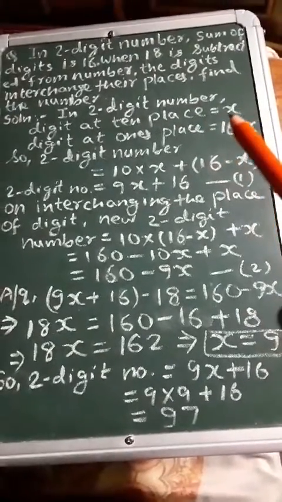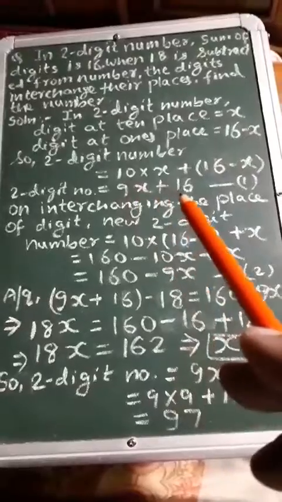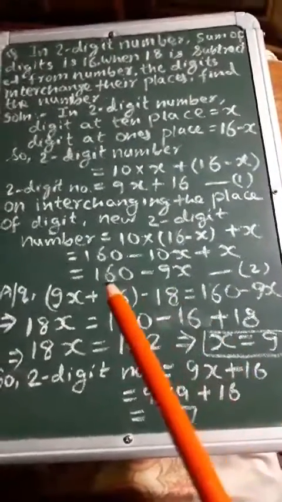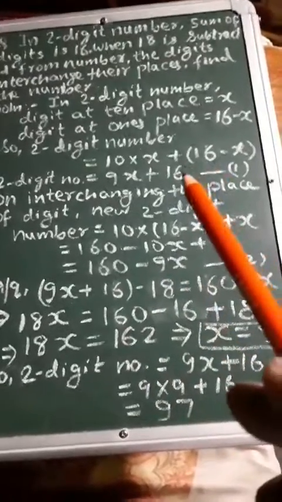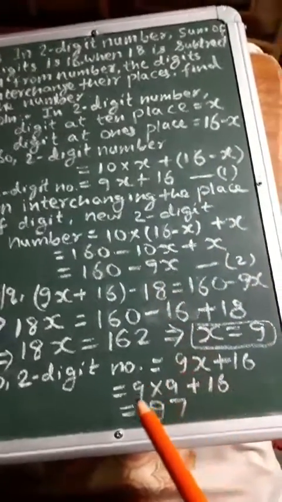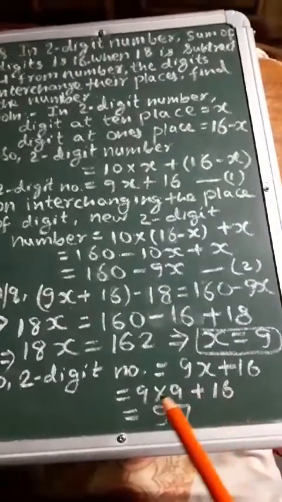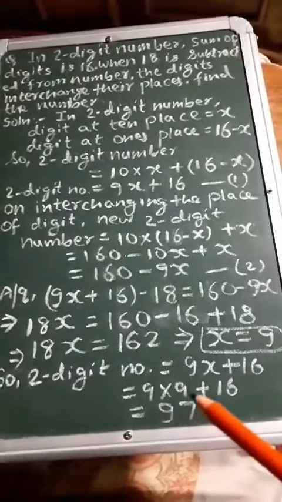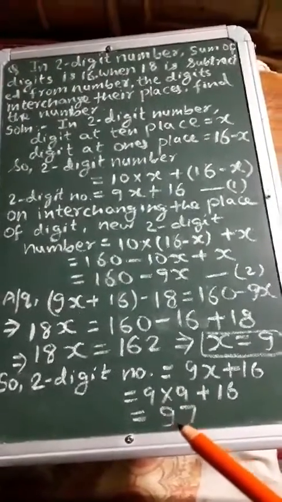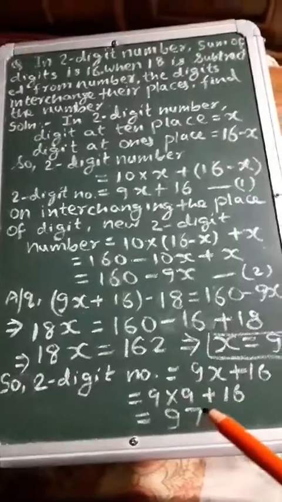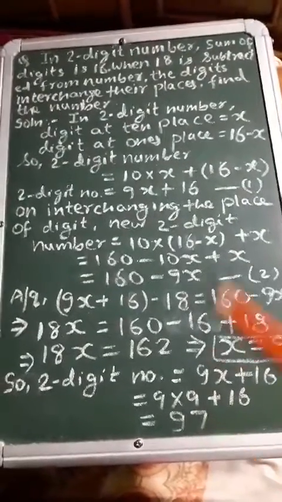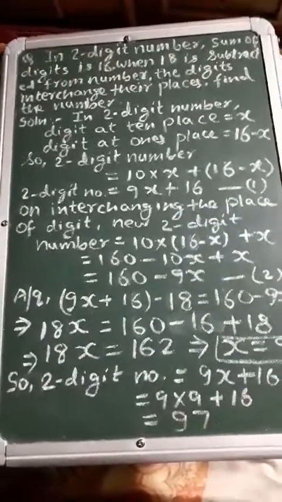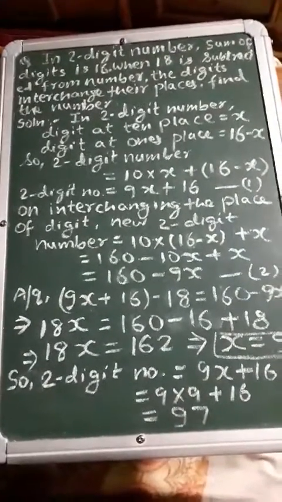So according to this manipulation, your 2-digit number is 9x plus 16. Put the value of x in 9x plus 16, not in 160 minus 9x. You have to put it in the original number, not this number. So 9 into 9 plus 16, 81 plus 16, 97. Okay, check. The original number is 97. If you subtract 18 from this, not 16, you are getting 79. So this is the correct answer.